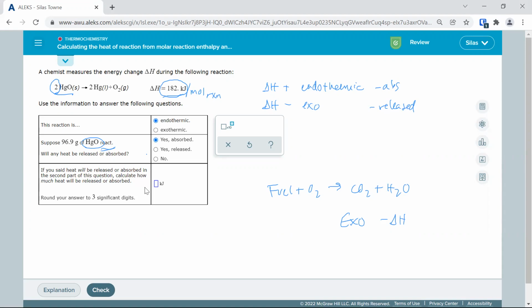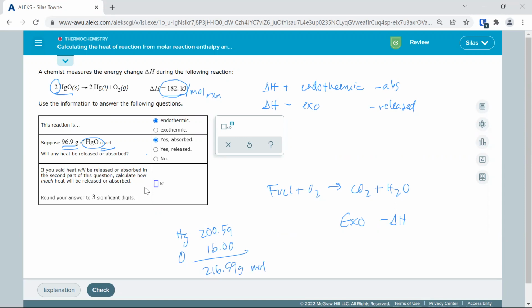Now, this last part is the stoichiometry part. So we have a specific amount. We have grams, but we don't do chemistry in grams. We do chemistry in moles. And so let's figure out how many moles of this mercury oxide we have. And then we can determine how many kilojoules exactly will need to be absorbed. Okay, so mercury is 200.59 grams per mole. Oxygen is 16. So we add those up, we get 216.59 grams per mole.